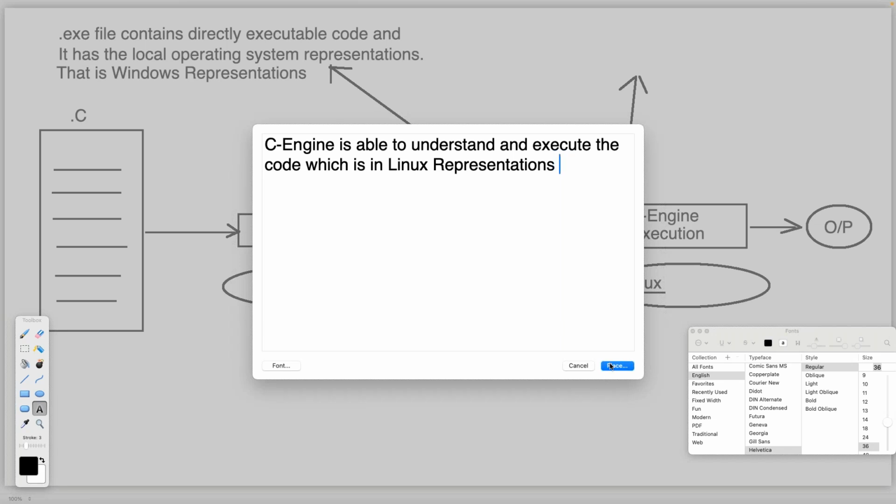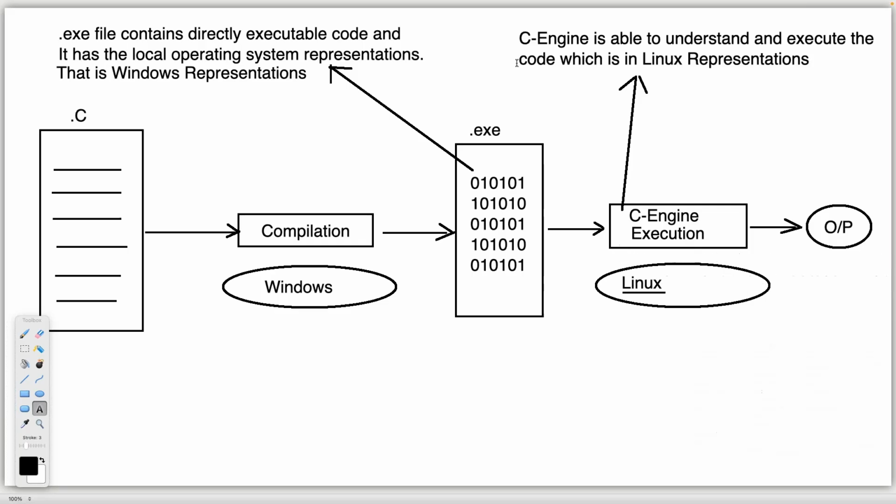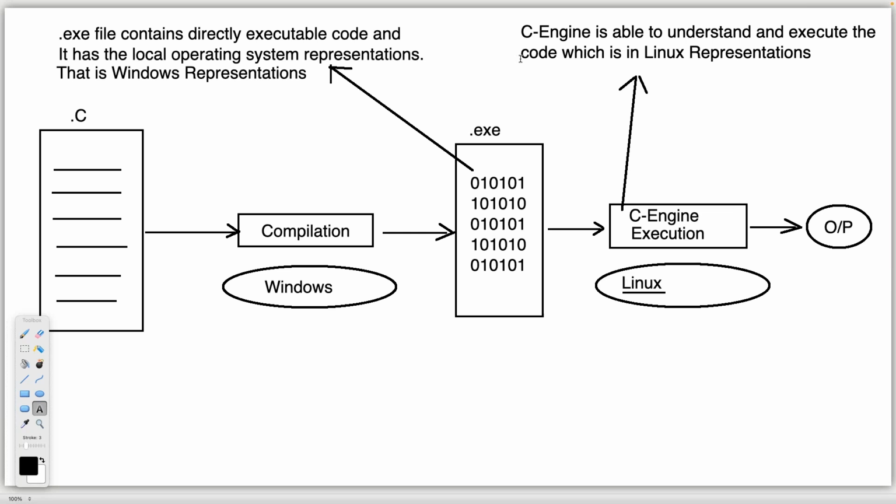Everybody understand my point clearly? C engine is able to understand and execute the code which is in Linux representations. Why is it in Linux representation? Because it was installed on top of what operating system? Linux operating system only. Because of that reason, our program is not going to be executed. Once again, observe carefully. C engine was installed on top of Linux, so it can understand and execute the code which is in Linux representations. Clear?